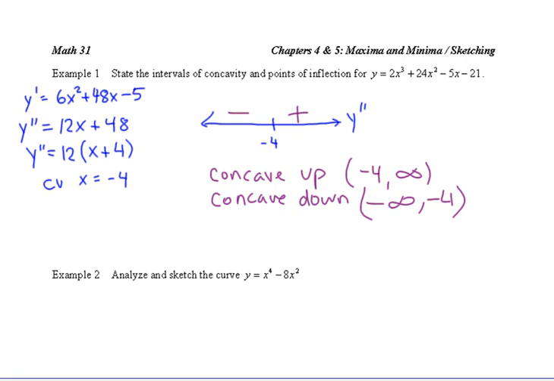Okay, we also want to find the inflection point. Where's our inflection point going to be then? Where it switches from positive to negative. So we actually have to find the value at negative 4 comma something.